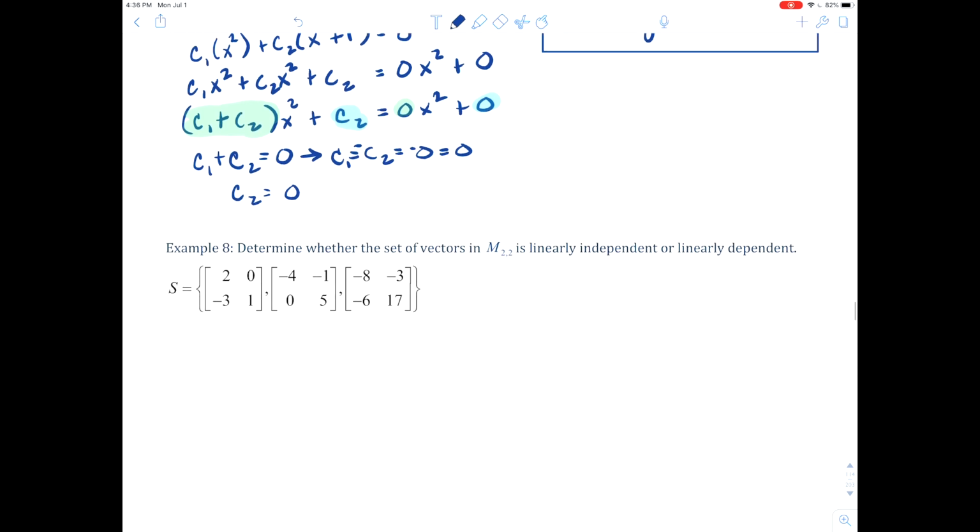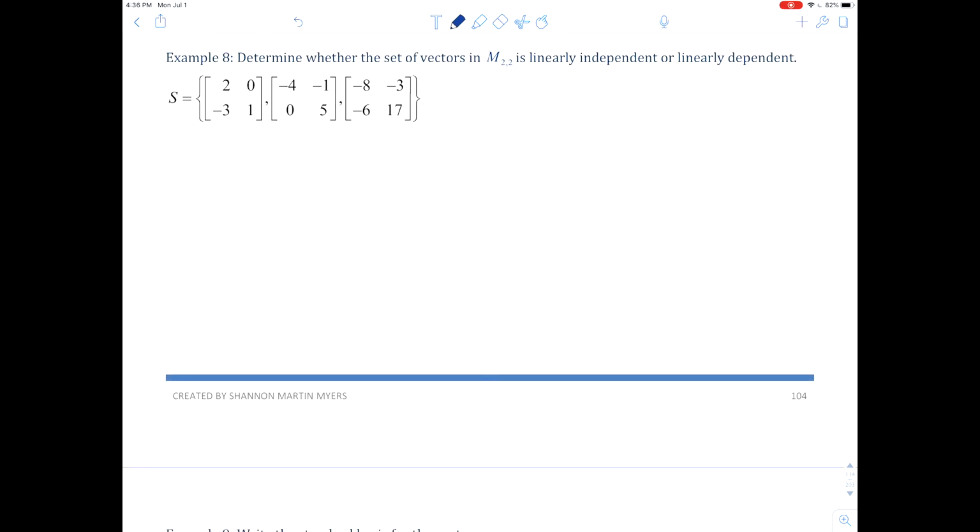All right. So for example 8, determine whether the set of vectors in M22 is linearly independent or linearly dependent. Again, we're dealing with the same ideas here, but we're just using funny looking vectors, different from vectors in Rn. Hopefully you've been pausing the movie and working them yourselves to see how you're doing. But why don't we for sure try that on this example and go from there. All right, let's see how you did.